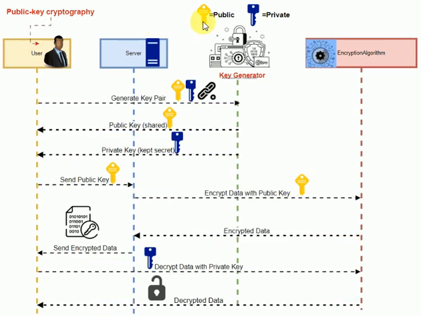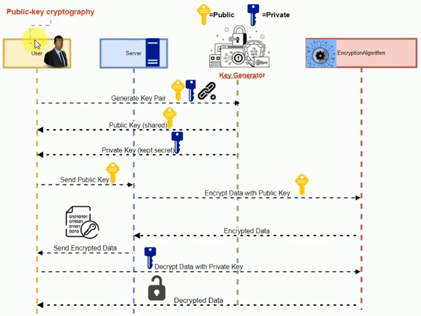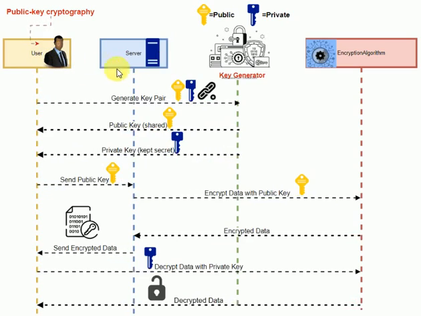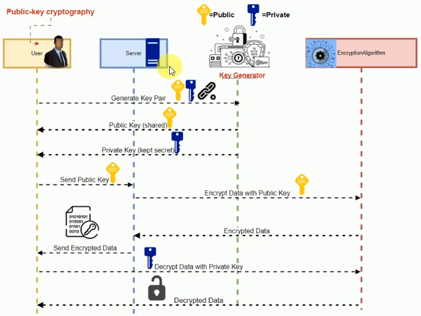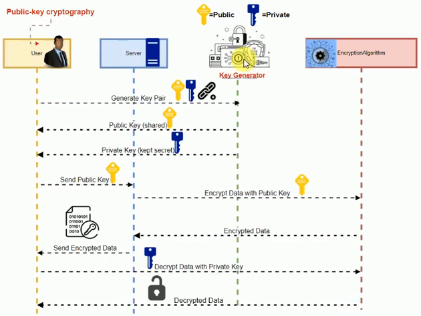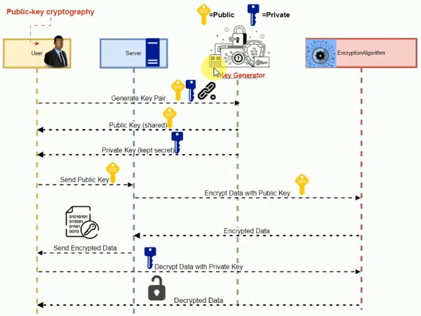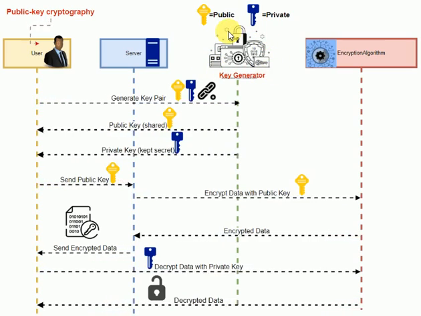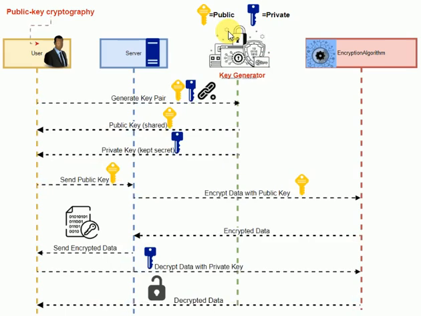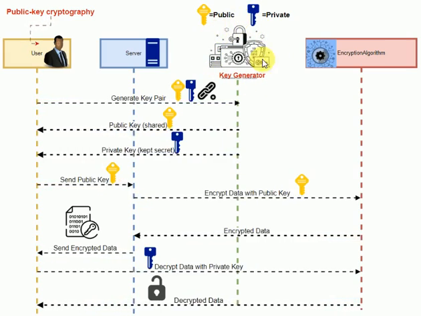So here, let's see. We have a user here. I am the user, and this is the server. Let's assume this is the Facebook page, the Facebook server. This is a key generator. A key generator could be anything: the certificate issuer. It could be any issuer. It could be Microsoft, it could be Google, it could be DigiCert. Any of the public and private key issuers.